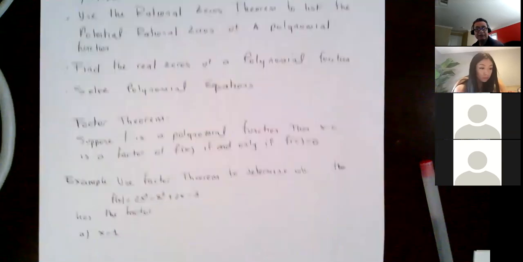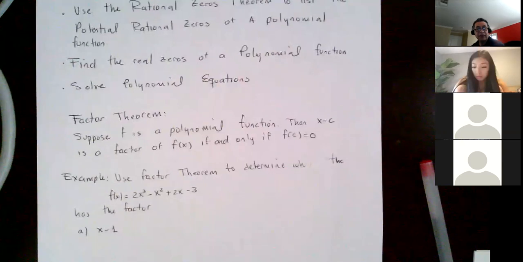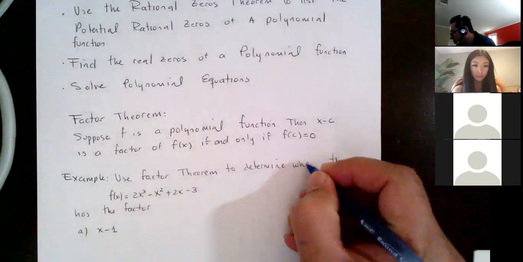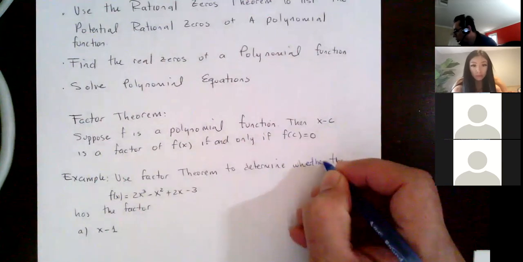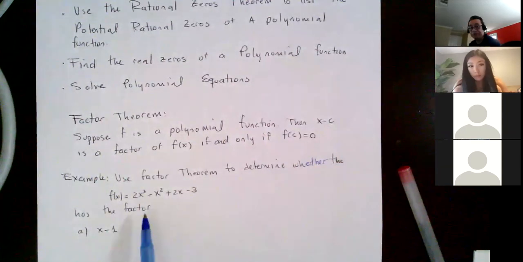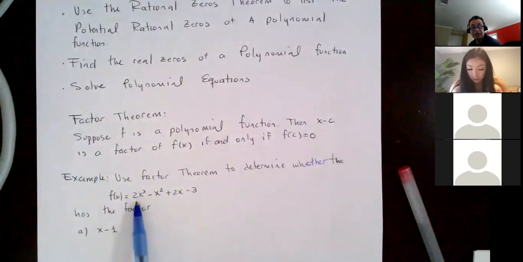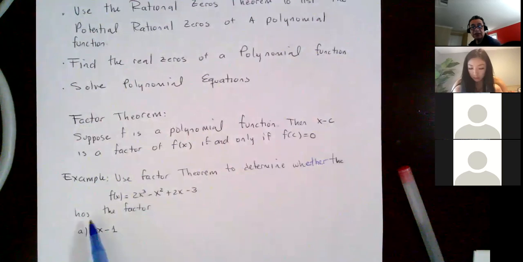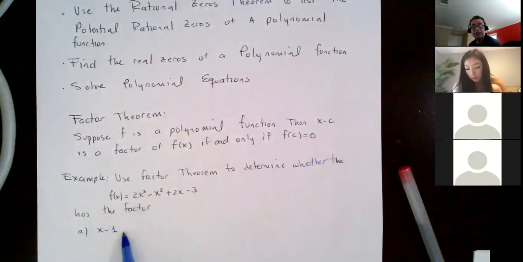It says, example, use the factor theorem to determine whether the function f of x equals 2x cubed minus x squared plus 2x minus 3 has the factor x minus 1.